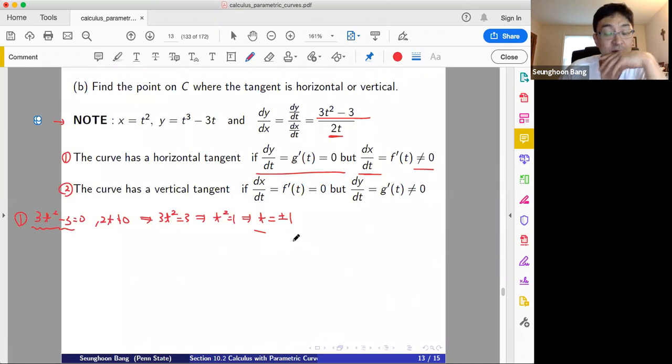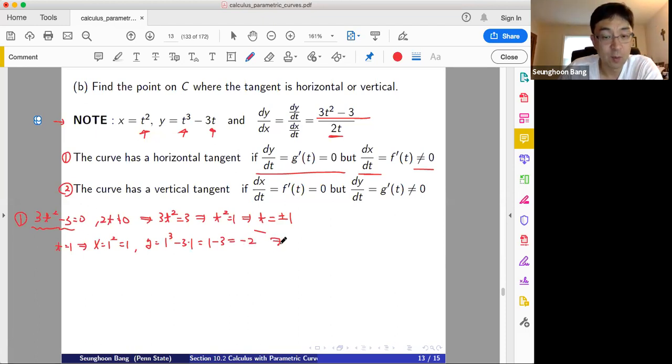We have 2 points. You can plug t equals 1 into here, x and y. So x is 1 squared, which is 1. What's y? You plug 1 into here: 1 cubed minus 3 times 1, 1 minus 3, which is negative 2.